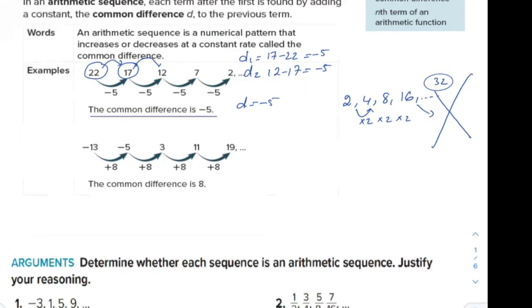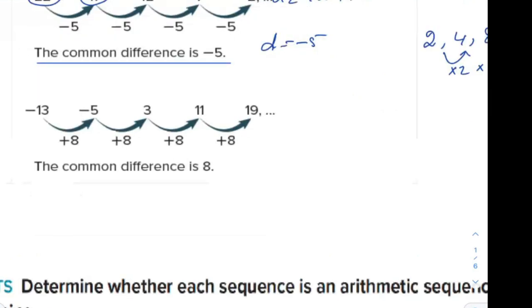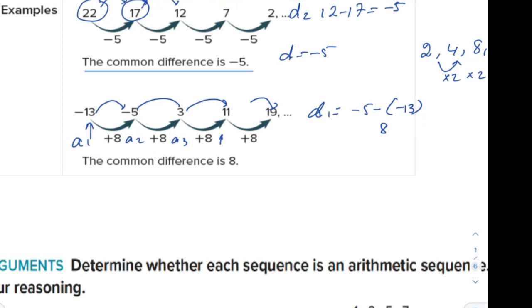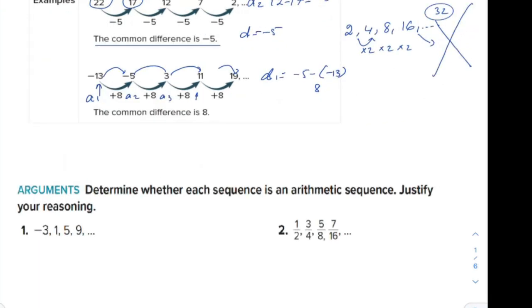Here, the difference is constant as well. Here, D1 is negative 5 minus negative 13, which is 8. And it's very obvious here that the terms are increasing by 8. This is called term 1, this is term 2, this is term 3, this is term 4, and so on. We call the term A, to be easy for everyone. So this is a quick and simple idea about the arithmetic sequence.